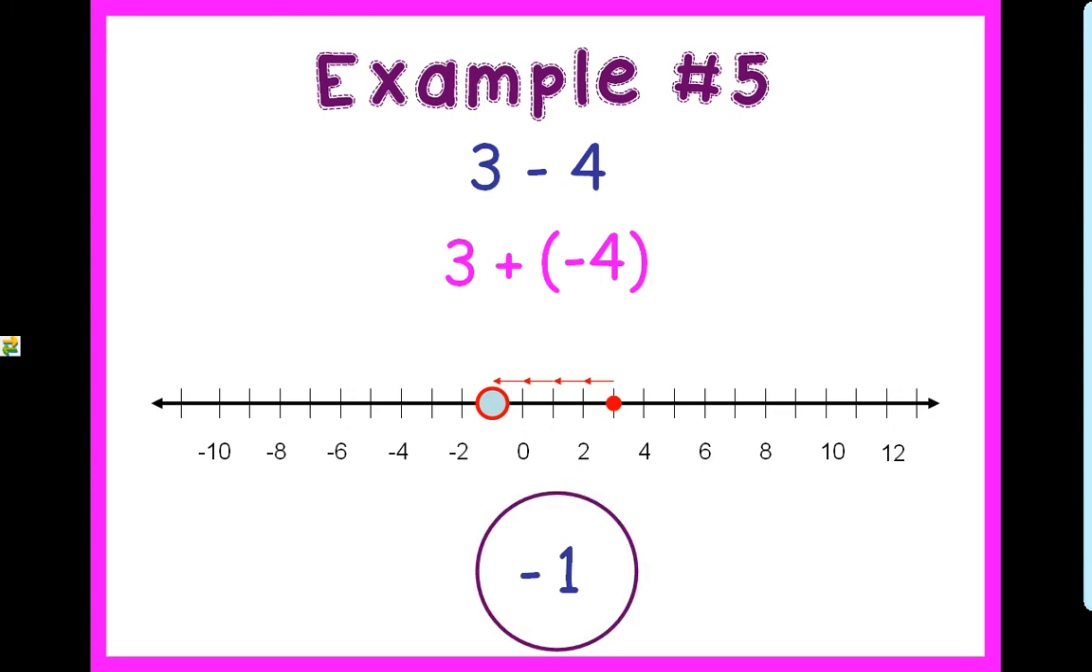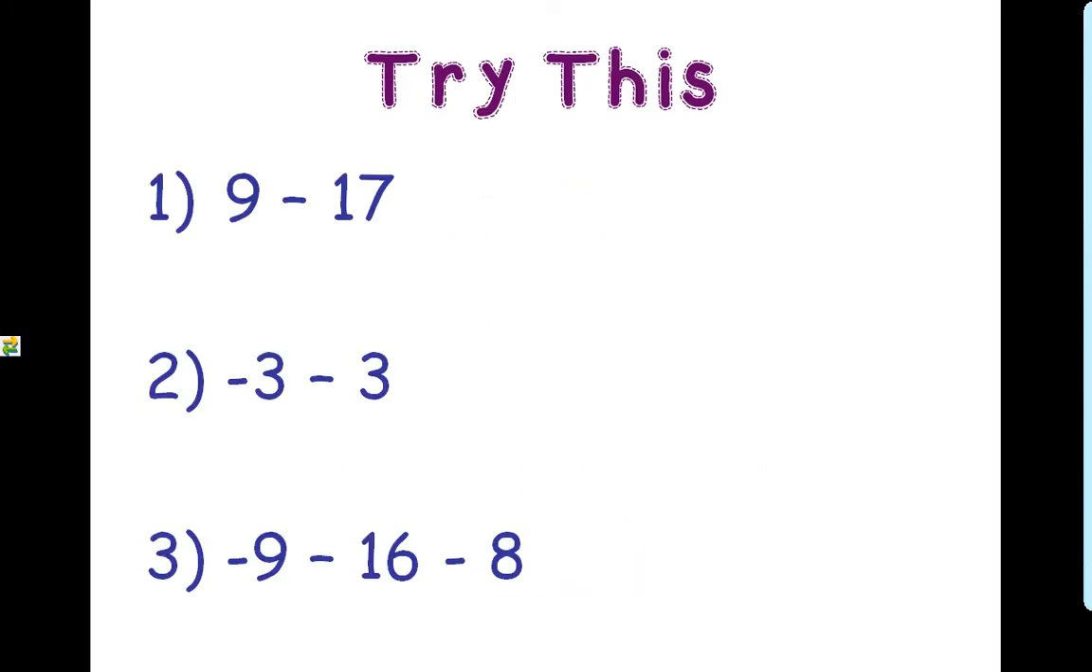You can also check that by just thinking about our rule. 3 plus a negative 4, you're going to actually subtract, 4 minus 3, which gives you 1. And then you're going to take the sign of the number with the highest absolute value. So you get the same thing, just a different method. Okay, I want you to try these on your own, see what you can do.